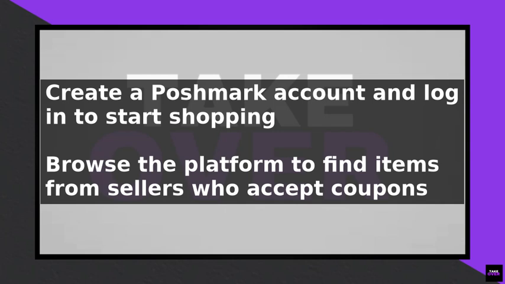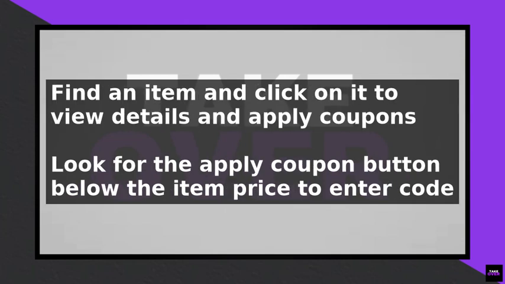To start, you need to have a Poshmark account and be logged in. If you don't have an account, you can create one for free. Once logged in, browse through the platform and find an item you want to purchase. Make sure the item is from a seller who accepts coupons, as not all sellers do.